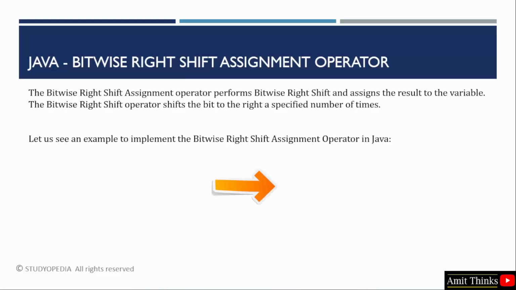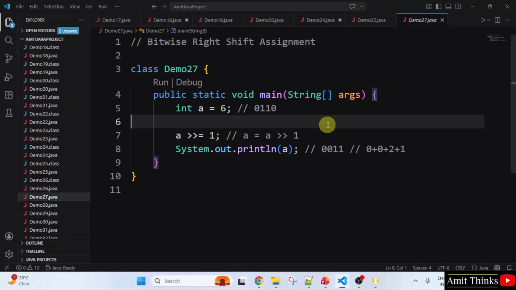Now let us see the bitwise right shift assignment operator. It performs bitwise right shift and assigns the result to the variable. Here the operator will shift the bit to the right a specified number of times, like we saw previously in the right shift operator. Let us see an example. Here we have the bitwise right shift assignment. Okay, here bitwise right shift will be performed and the result will be assigned to the variable. The bitwise right shift operator shifts bit to the right a specified number of times.